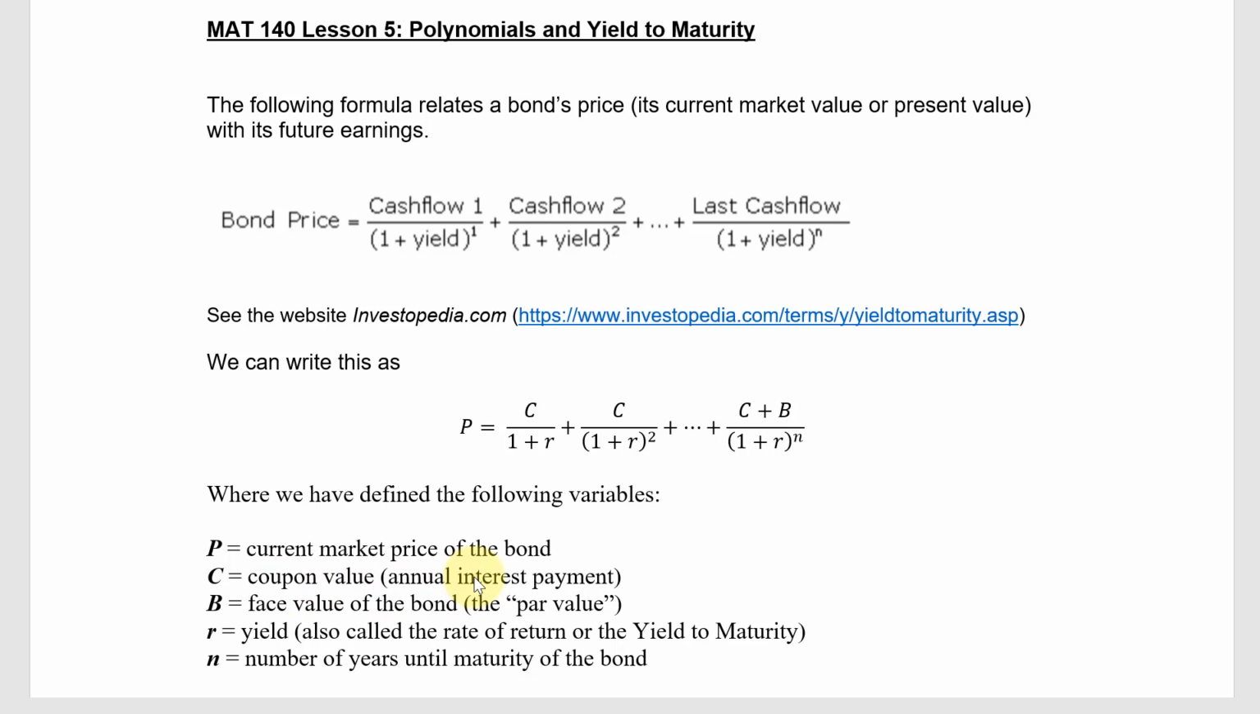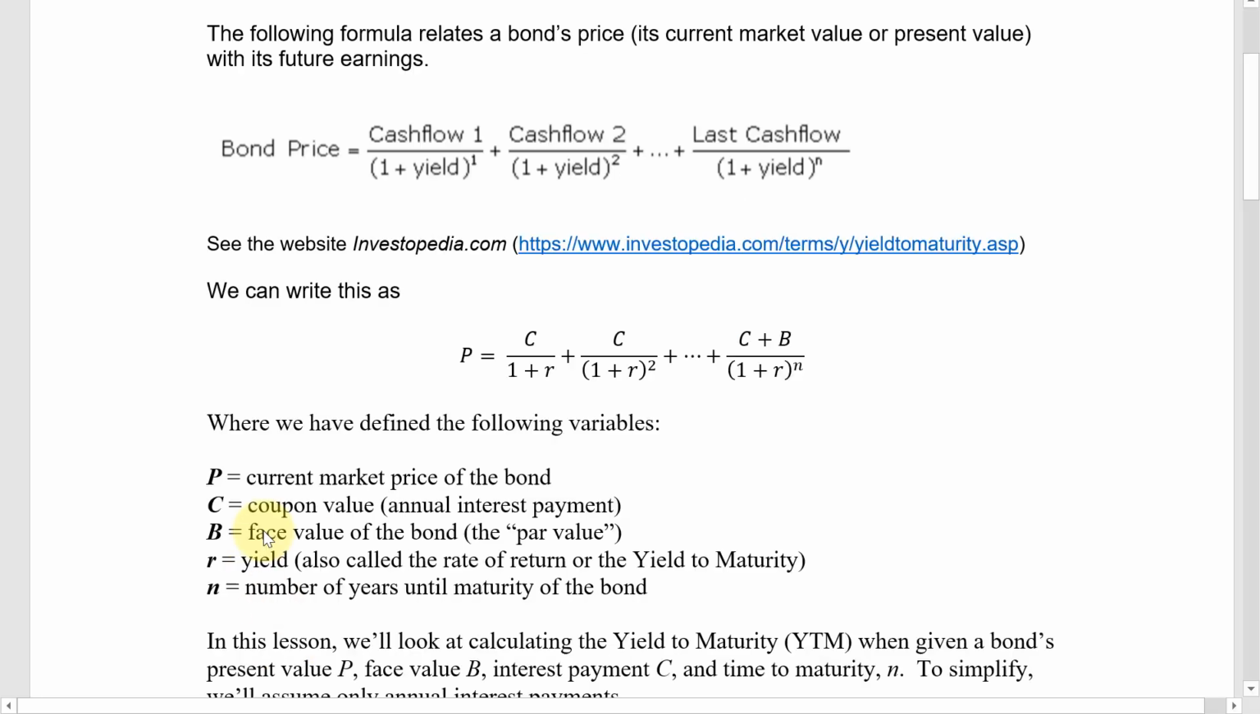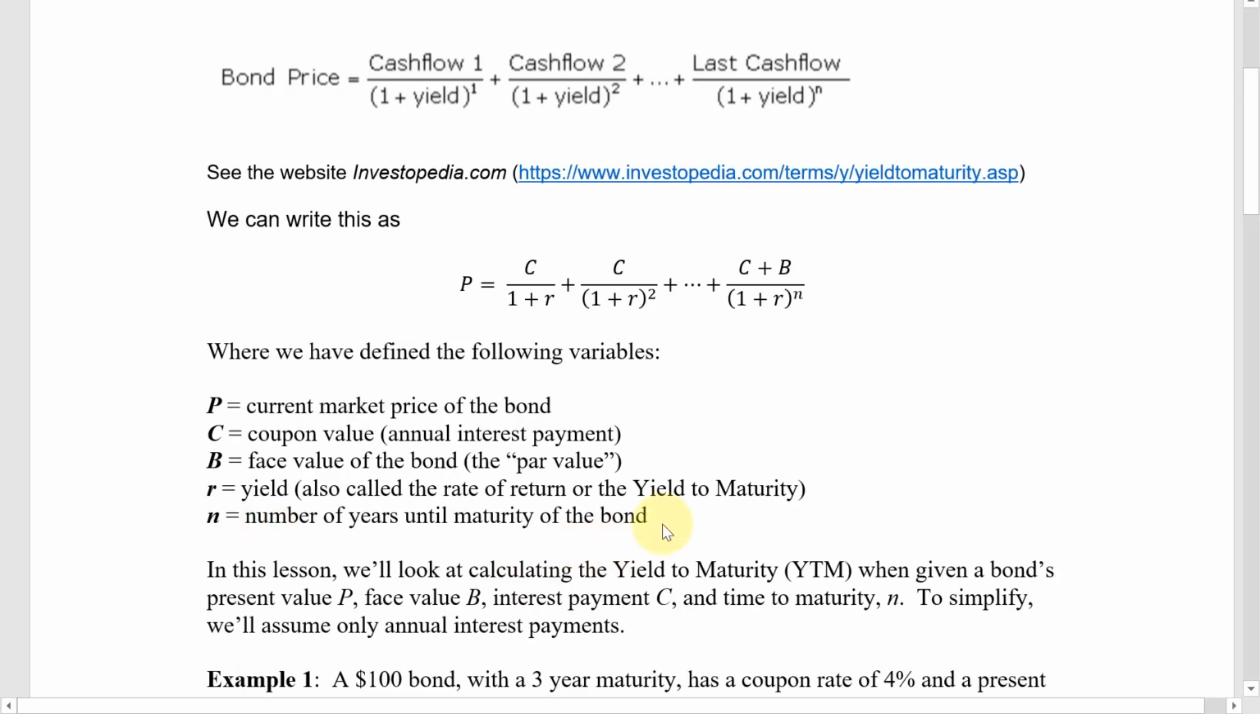And to simplify, I'm going to assume annual payments. So they are based on the coupon rate that would be given with the bond and its face value. B is that face value. It's also called the par value. R is the yield, which isn't the same as the coupon rate. It changes as the current price of the bond changes. As its market price changes, its yield to maturity changes. And that's basically what we're going to be calculating.